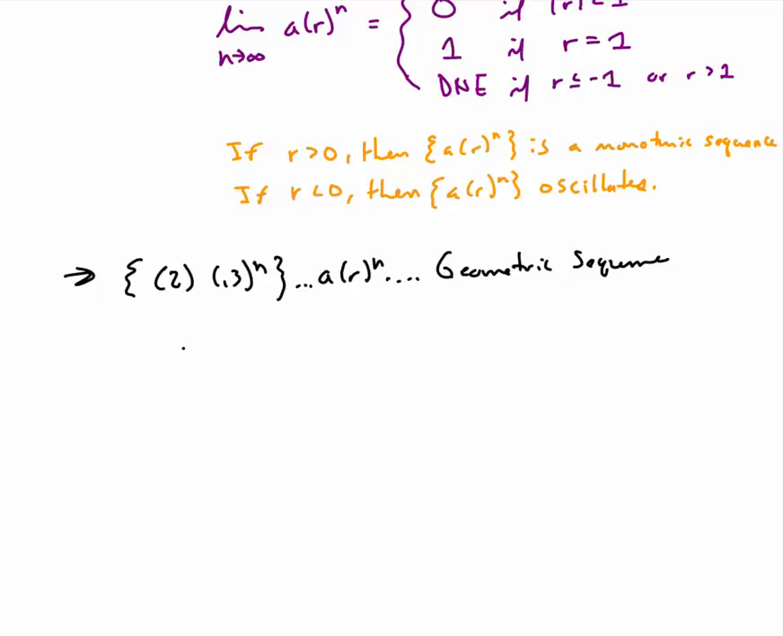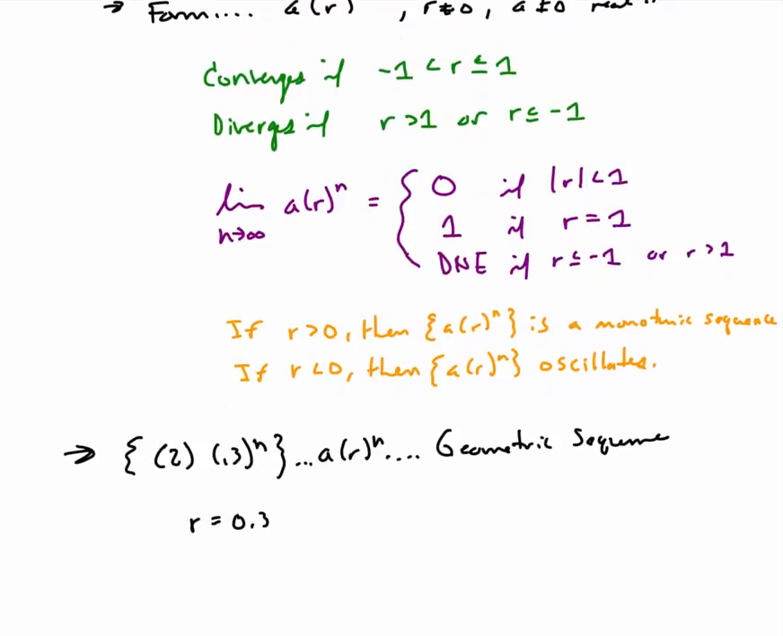So if we look at this, we see that r is equal to 0.3. If we look up above, we can see that 0.3 is between -1 and 1, except there's no equal sign here. Therefore, we would say it converges. And that's from right up here.